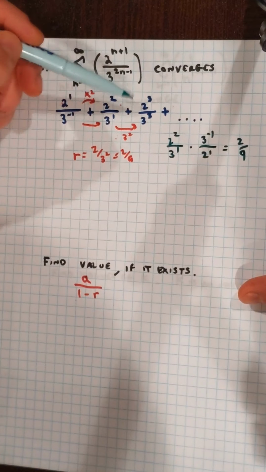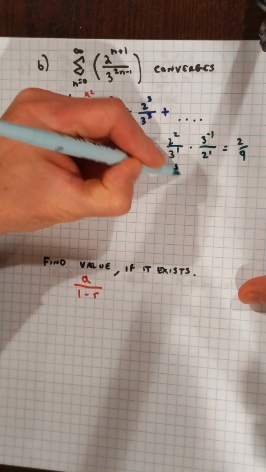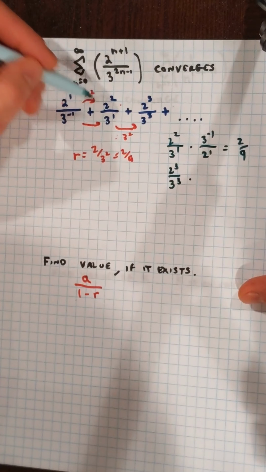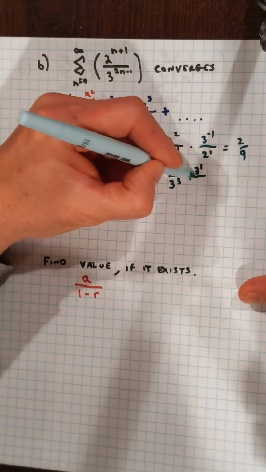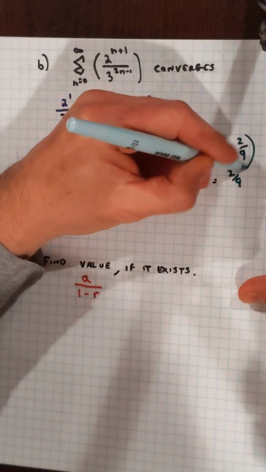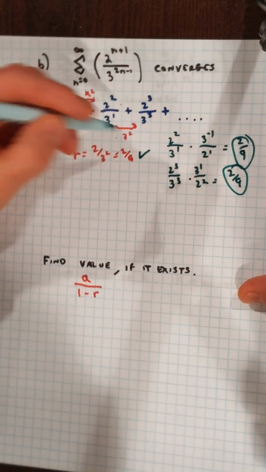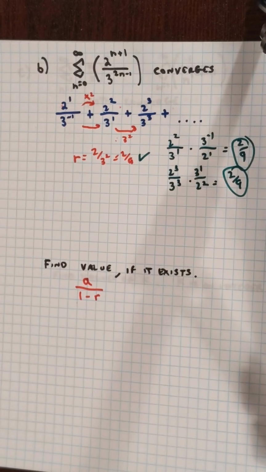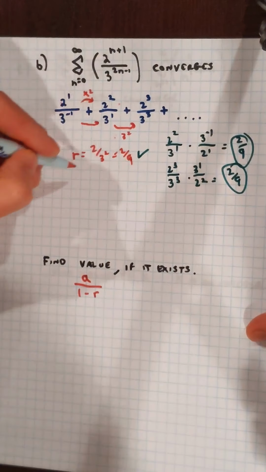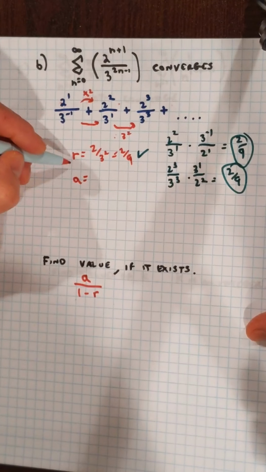So I take this term, 2 to the third over 3 to the third, and divide by this one, which is to multiply by the reciprocal, and you can see that gives me 2/9. Clearly I've established I have the r. It means it's geometric because it has that constant ratio of 2/9. So I've got r, and my a is my first term.